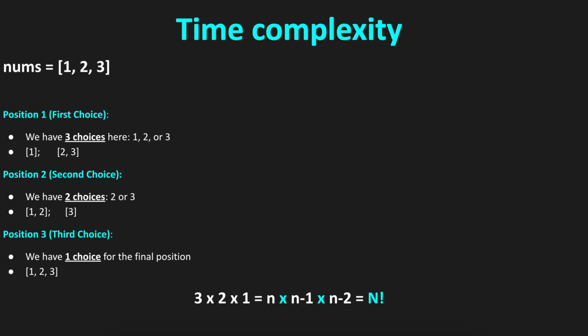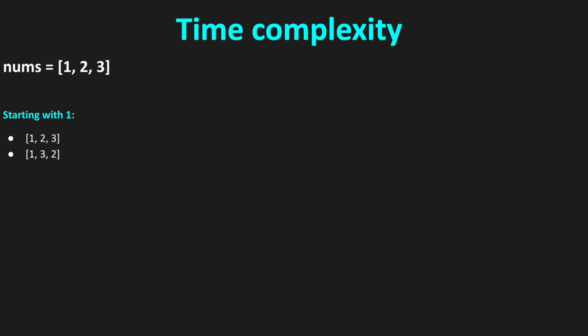If we calculate our time complexity in this case, in the first position we have 3 choices, so 3 multiplied by 2, since in the second position we have 2 choices, and the last one we have only 1 choice, so 3 multiplied by 2 multiplied by 1. If we generalize that, it would be n multiplied by n minus 1 multiplied by n minus 2 and so on. So that gives us n factorial. So the time complexity of this solution is n factorial.